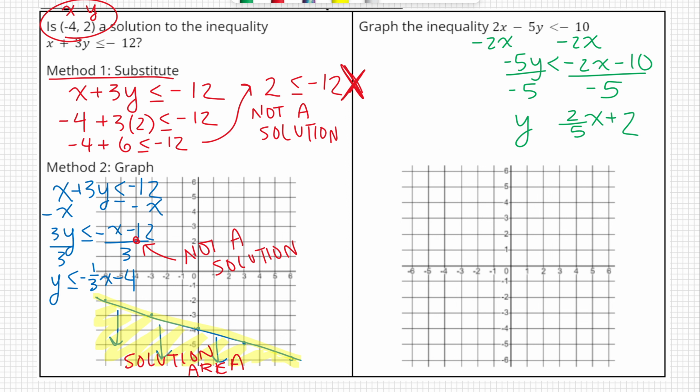So think of this as a line first. The slope is 2 over 5 and the y-intercept is 2. So y-intercept of 2, slope of 2/5. So I go up 2 to the right 5: 2, 3, 4, 5. Here. And I go the other way: 1, 2, 3, 4, 5. And then to make this line, I'm actually going to make it a dashed line. I'll tell you why in just a moment.